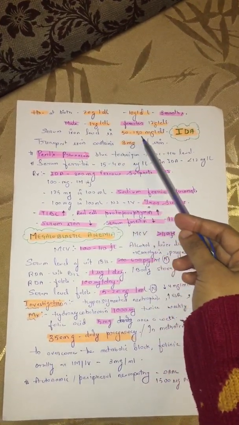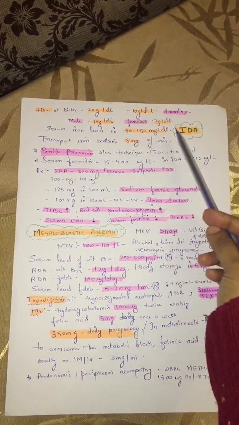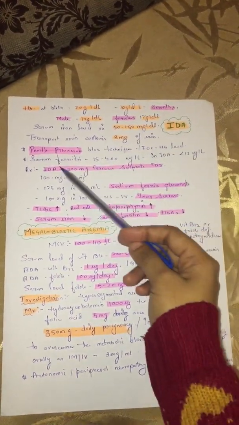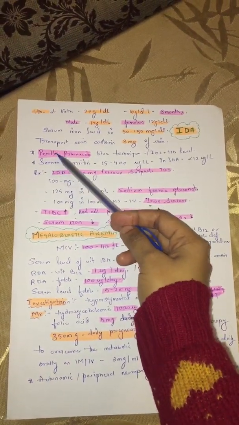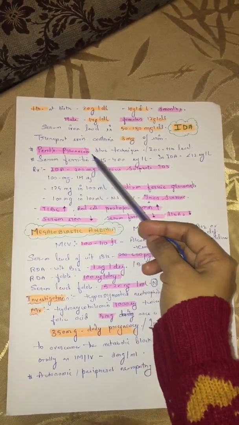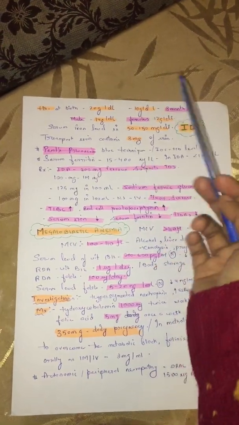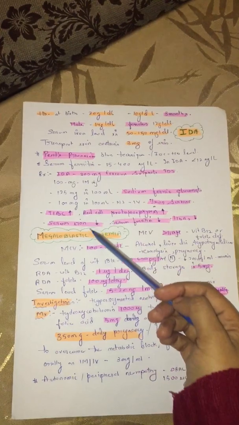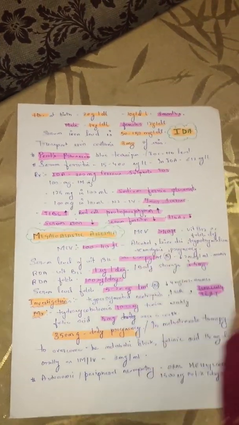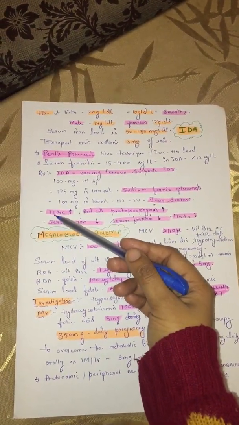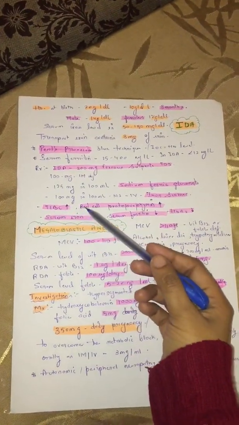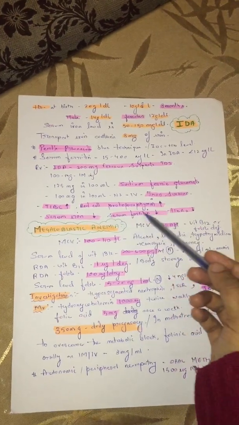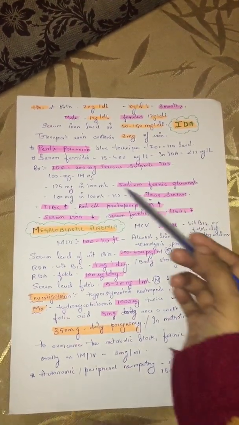Serum iron level is 50 to 150 milligram per deciliter. This is important, and the transport iron contains 3 milligram of iron. One more thing is important over here, it's Perls Prussian stain, which is used for the investigation, and the investigation of choice will check the hemoglobin level, plus we will check some other levels. For example, TIBC, that is total iron binding capacity, will increase, red cell protoporphyrin will increase, serum iron will decrease, serum ferritin will decrease, and HbA will decrease eventually.